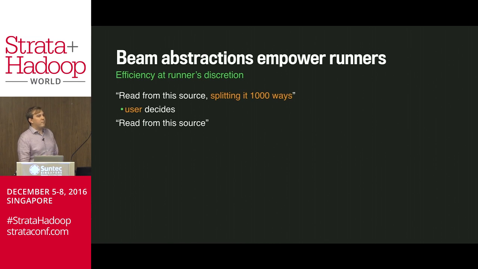So let's talk about reading from a source. Let's say I have some archive of files on HDFS and I want to analyze it. In most open source data processing systems, what you would do for this is you would say, I'm going to configure some number of mappers, maybe 1,000.